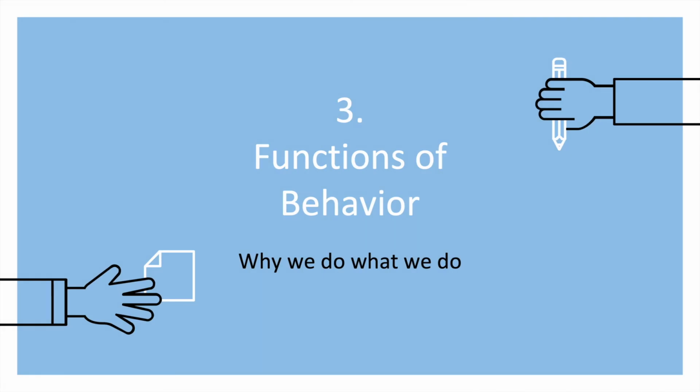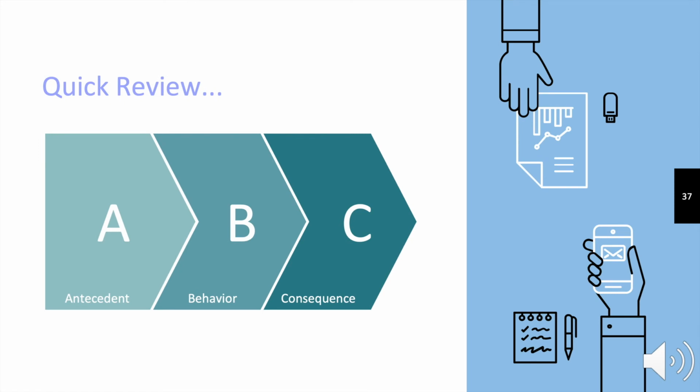In part 3 of this presentation, we will focus on the functions of behavior, why we do what we do. ABC data collection refers to antecedents, behaviors, and consequences. It consists of recording antecedents, or what environmental variables are observed immediately before a challenging behavior occurs, what the challenging behavior looks like, and the consequences, or what environmental variables are observed immediately after challenging behavior occurs.